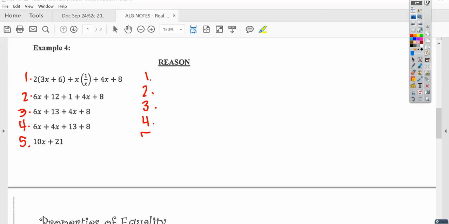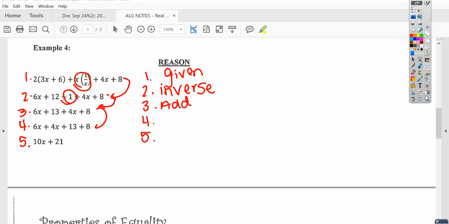So I have 5 steps. Step 1 is given. Going from step 1 to step 2, what physically changed? X times 1 over x changed to 1. What property allows you to do that? That's the inverse property. Step 2 to step 3, what physically changed? 12 plus 1 made 13, they added.